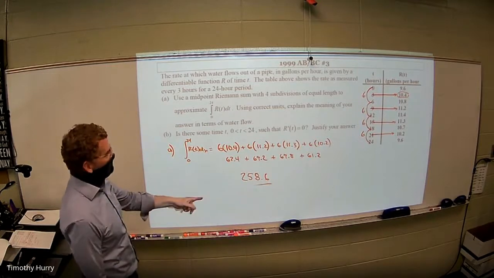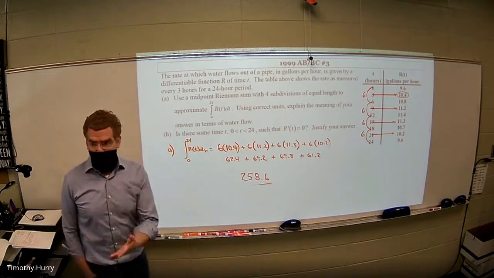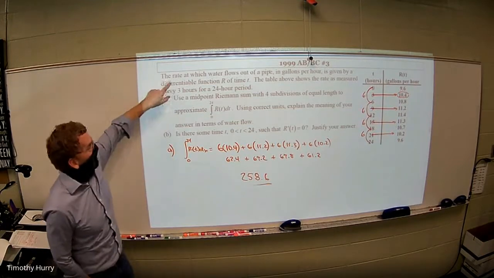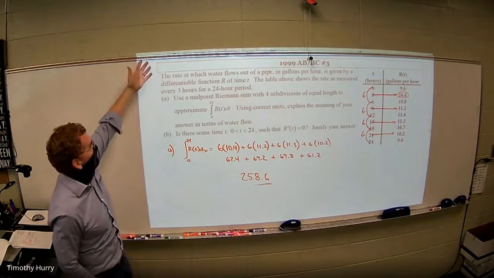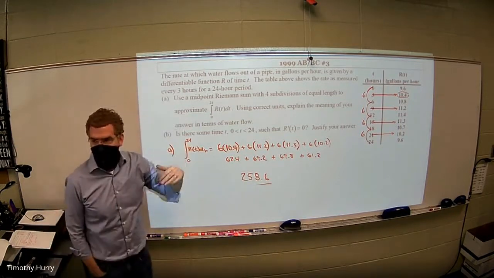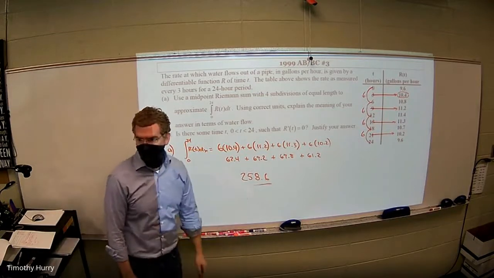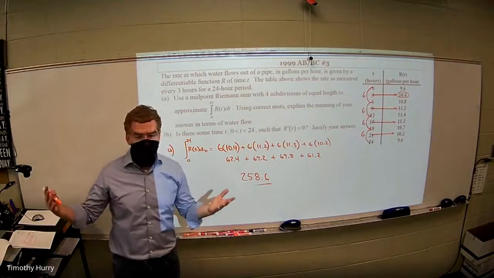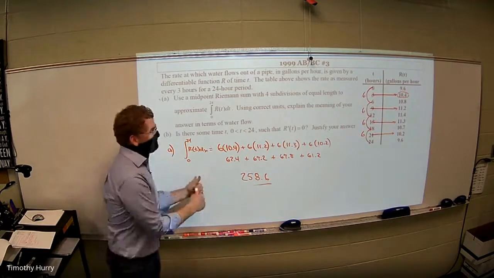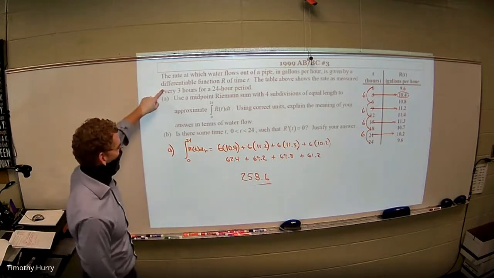So 256.8 what? So when I integrate a rate, I get a change in the amount. So right here, the amount of water that was in this tank, or behind that pipe, the change in the amount was that, okay? So if there's a big tank, I don't know how much water's in the tank, right? I just know how much is now, I guess, in my new container in this 24-hour period.